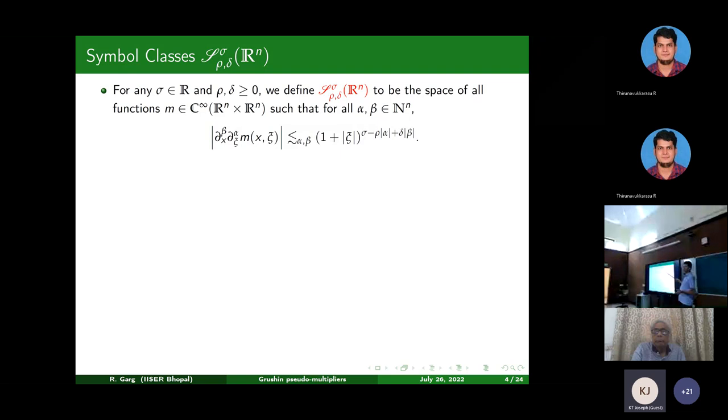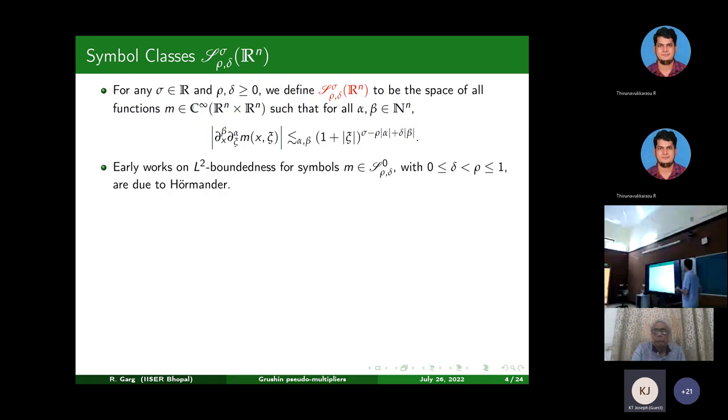And typically rho should be less than or equal to 1, because rho equal to 1 is good enough, as we discussed on the last page. If you are taking (1 plus mod Xi) to the power minus mod alpha, you get all the possible results. So one often takes what happens between 0 and 1, when you are taking lesser decay. And also, can you give some growth in the X variable of some order delta? Okay, with this, what kind of boundedness is possible? So these are the general symbol classes, and we will be looking at what are the possible conditions on sigma, rho, and delta, so that such symbols have some kind of boundedness on all L^p or on specific L^p's.